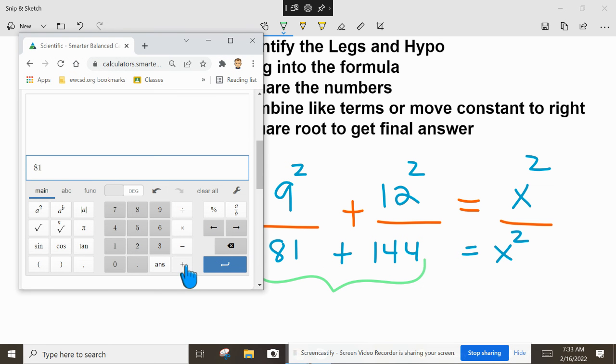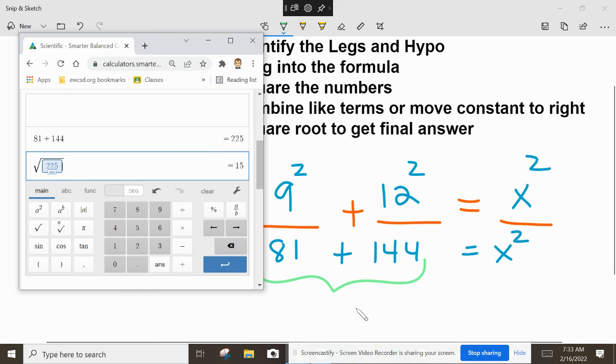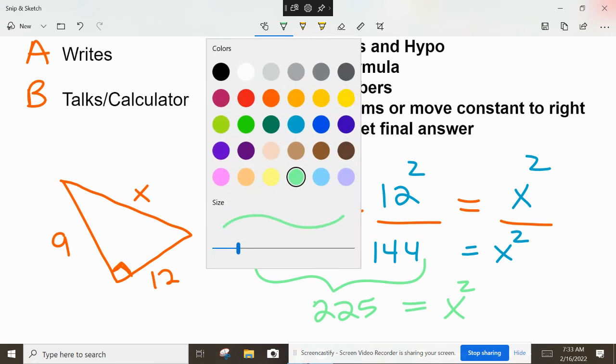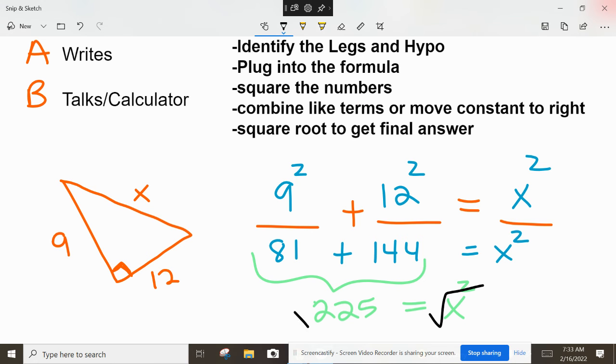81 plus 144 equals 225, all right? So the square root of the answer, or 225, is 15. So let me just show you that, okay? We just did this math here, all right? Let me bring that back. And this is going to be 225 equals x squared, and then the square root of that whole thing was 15.